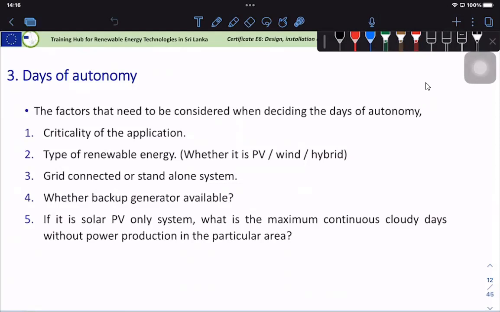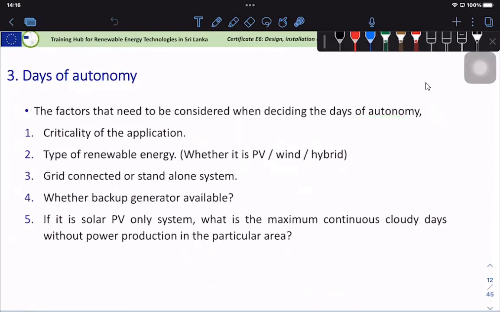Also we need to consider the type of renewable energy. For example, for PV we can obtain power only during the day, but for wind we can obtain energy throughout the day, right? If it is a hybrid, then we can reduce the days of autonomy because either PV or the wind will provide the energy.